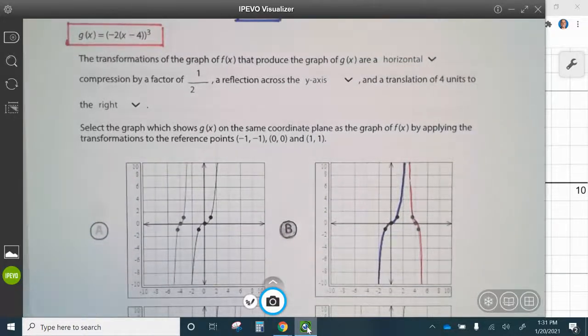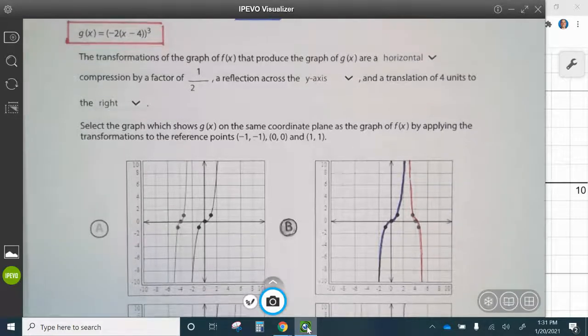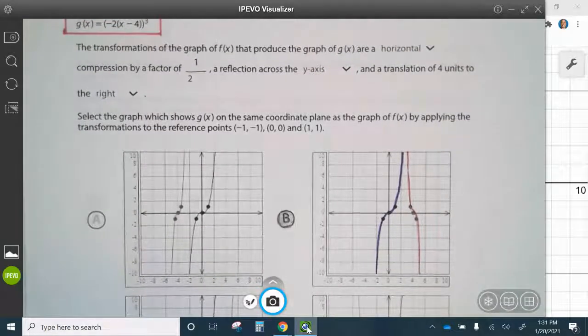We can say the transformations of the graph of f of x that produce the graph of g of x are a horizontal compression by a factor of 1 divided by 2, a reflection across the y-axis, and a translation of 4 units to the right. And we can see that it matches graph B. Let's take a look at the next graph.